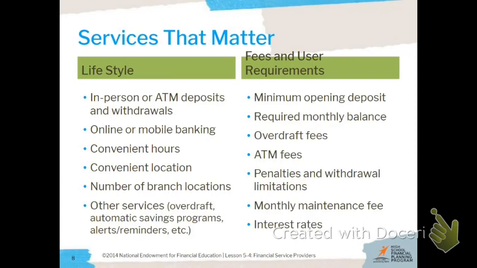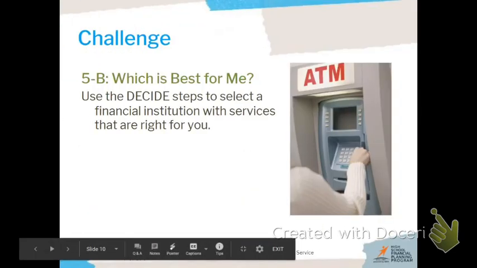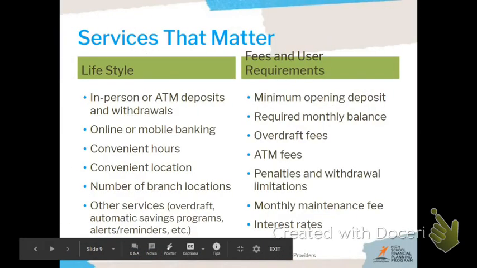So some of the services that your bank or your credit union is going to have, being able to make in-person or ATM teller deposits and withdrawals, online or mobile banking. What are their hours? What's their location? Are these things convenient for you? How many branch locations do they have? Now, if you are a big online banker and ATM user, you might not care where the bank is. So it's going to depend on your lifestyle.